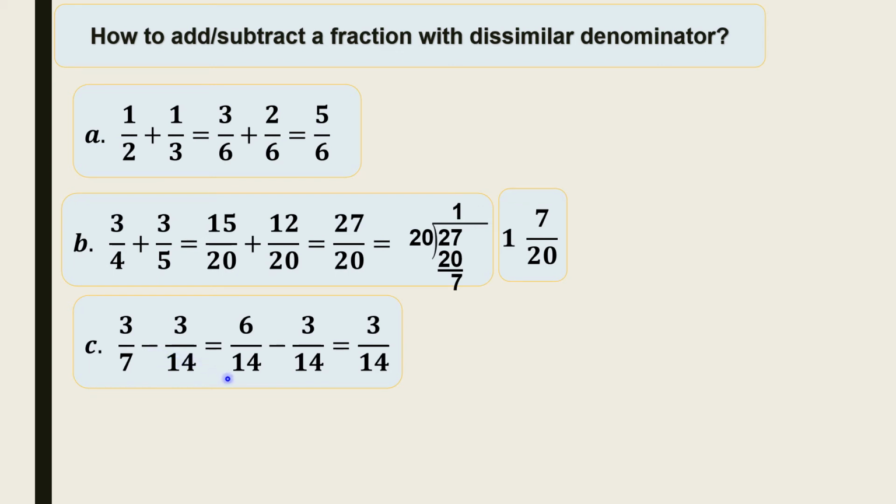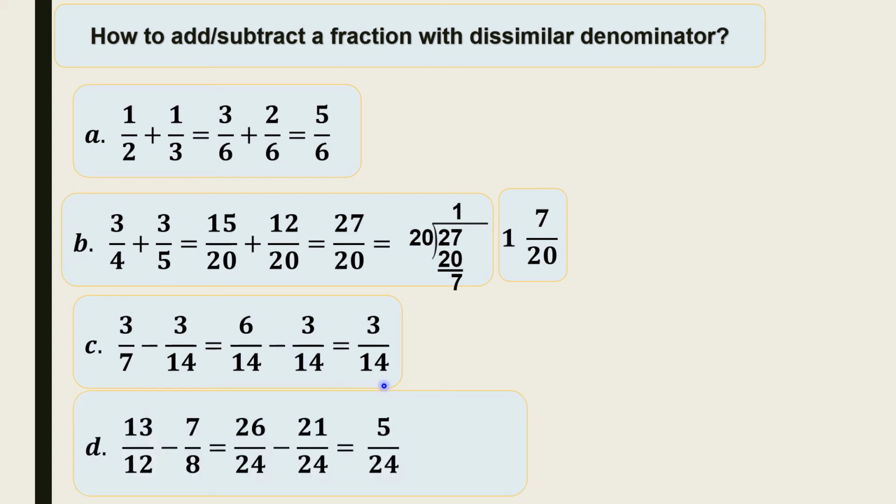Again, you must get the LCM of 7 and 14. After you get the LCM of 7 and 14, you must divide it by each denominator. So 14 divided by 7 equals 2, times 3 equals 6. 14 divided by 14 equals 1, then multiply by 3. So we can now subtract because they have the same denominator. 6 minus 3 equals 3, and just copy 14. So our answer is 3 over 14.